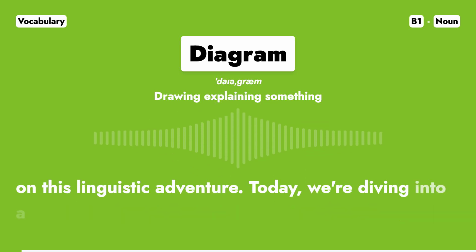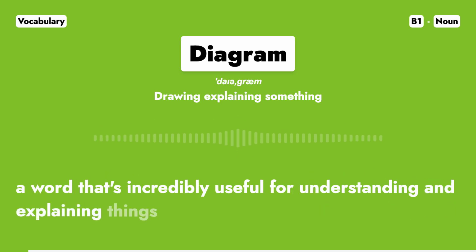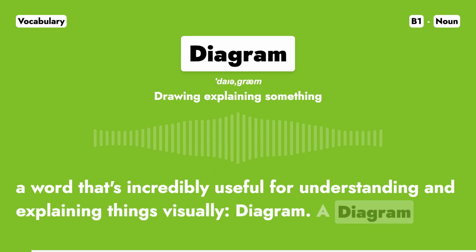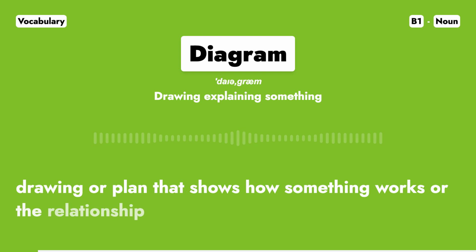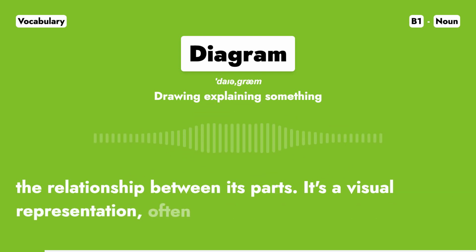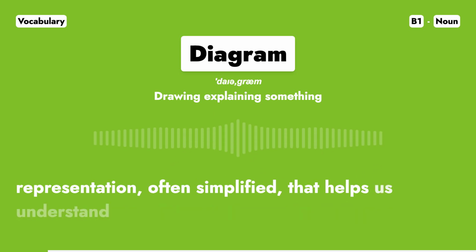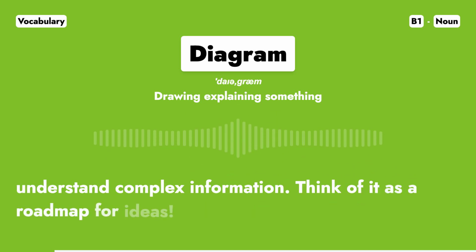Today, we're diving into a word that's incredibly useful for understanding and explaining things visually: diagram. A diagram is a drawing or plan that shows how something works or the relationship between its parts. It's a visual representation, often simplified, that helps us understand complex information. Think of it as a roadmap for ideas.